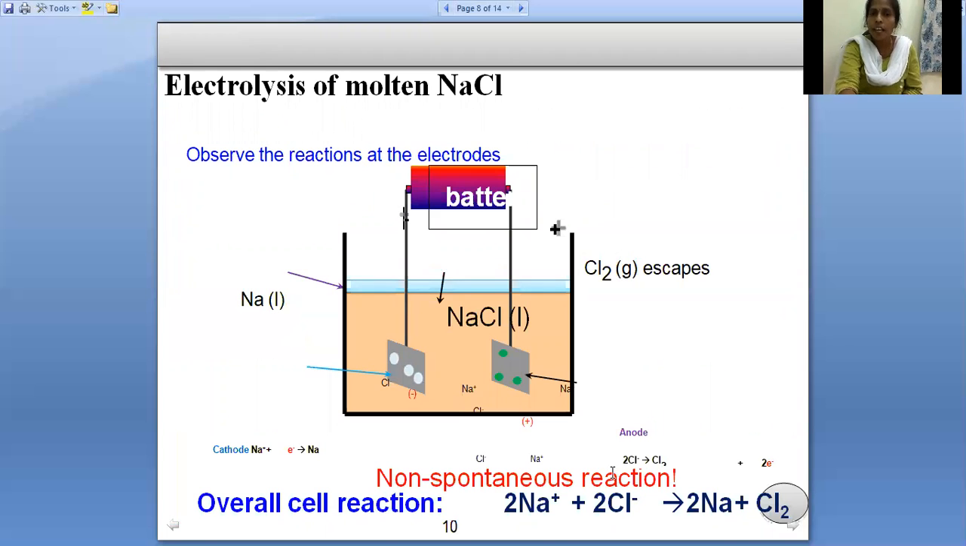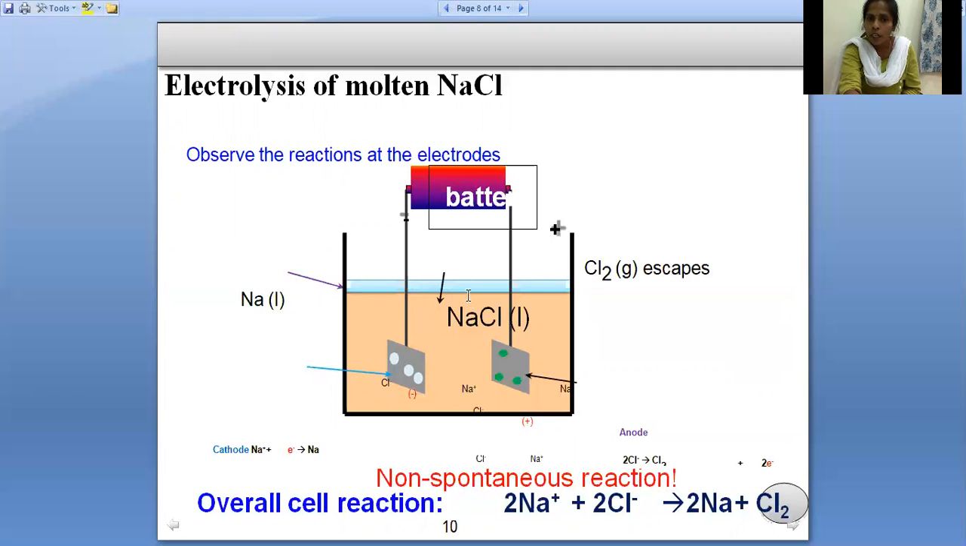This is an example of an electrolytic cell, the electrolysis of molten sodium chloride. Here these are the two electrodes. We are taking two inert electrodes. These are platinum electrodes. These two platinum electrodes are the inert electrodes. You know what is meant by an inert electrode? An inert electrode is one which does not react in the reaction. The two electrodes are connected with the help of a battery. And now we are taking sodium chloride electrolyte.